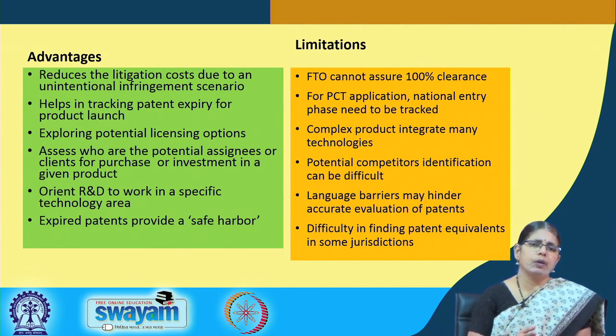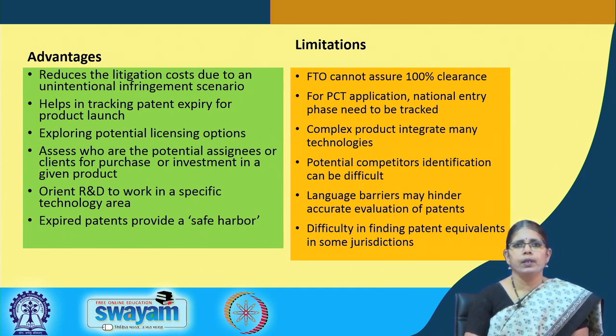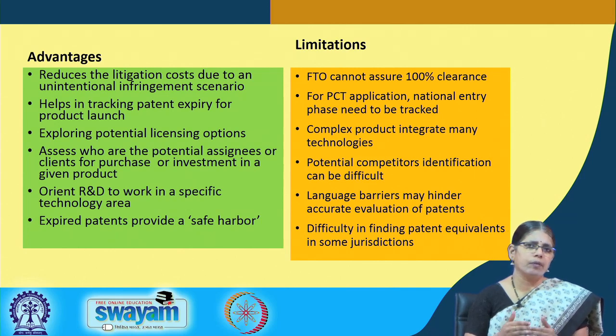Sometimes identifying potential competitors may be very difficult, because the information in relation to a business entity may not be actually provided in the public listing. So that information may not be available. Another important limitation is the difficulty in identifying patent equivalents in different jurisdictions, which can materially affect the process of the mapping of the product to the patents. So keeping in mind these limitations is important when you embark on a FTO search.